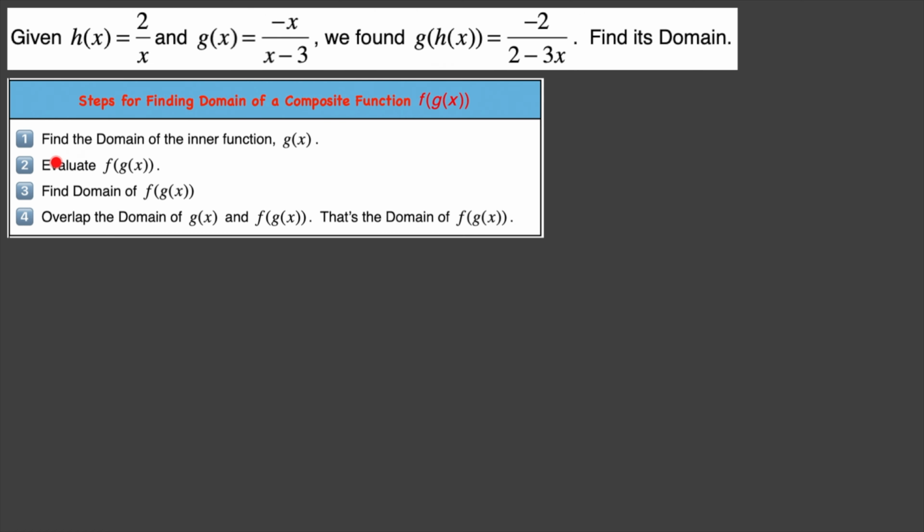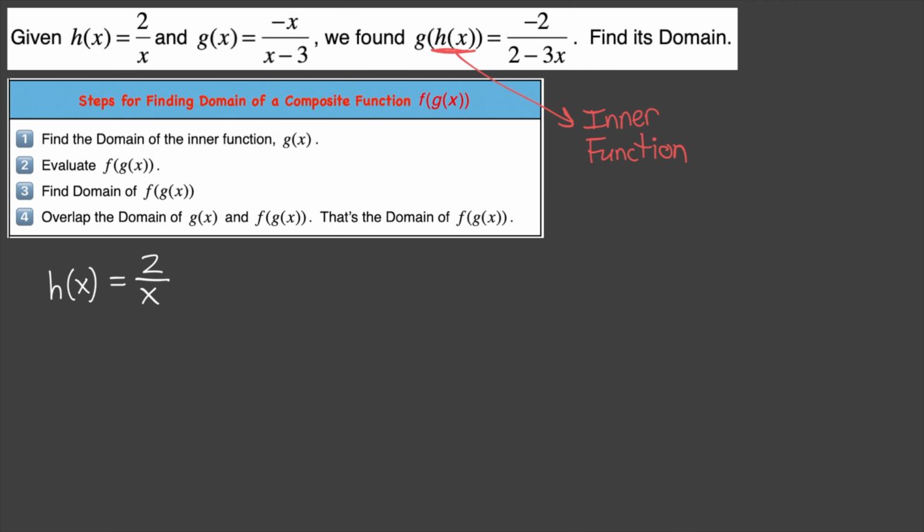Here are the steps. Step number 1 is find the domain of the inner function g of x. Now I wrote g of x here just because that's the general form of a composite function, f of g of x. In this problem though, g of x is not the inner function, it's actually h of x, because it's on the inside here. So let's go ahead and label that. So h of x here is our inner function. So we need to find the domain of that function.